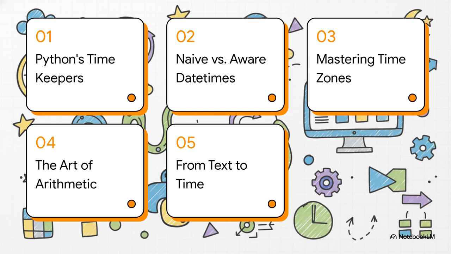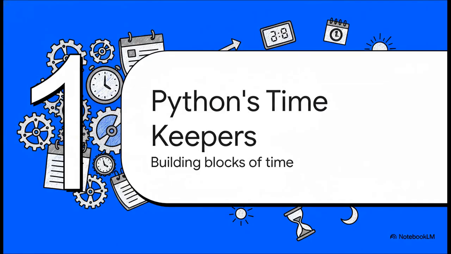parts. We'll start with the basic building blocks, then get into the most important concept, naive versus aware datetimes. After that, we'll tackle time zones, do a little math, and finish up by turning messy text into clean time data. Okay, first up, Python's timekeepers.